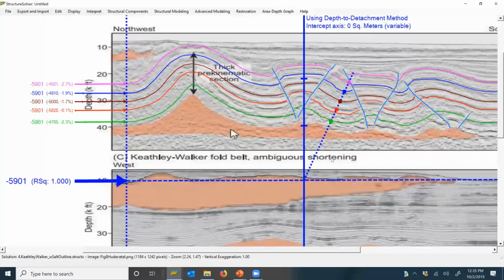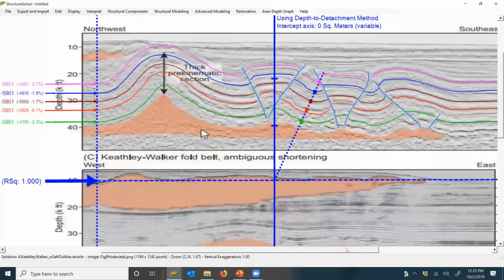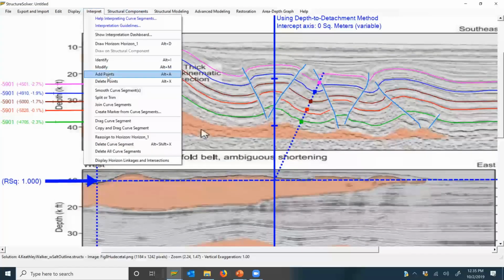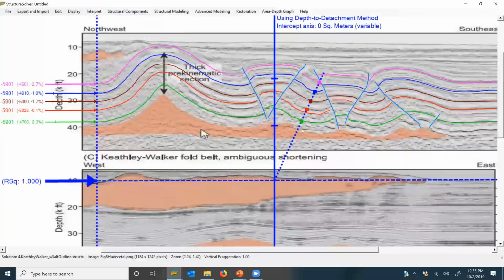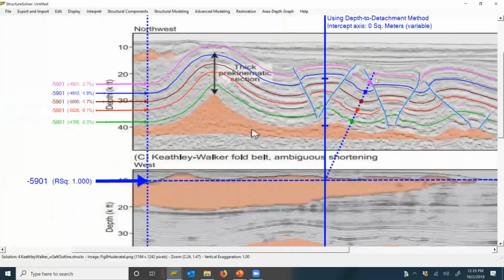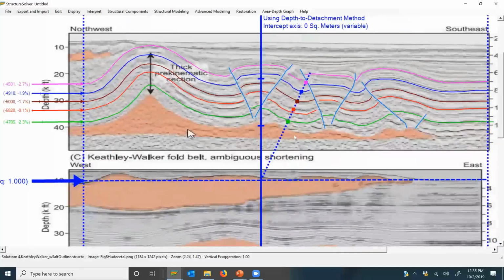So this can actually be used as a sort of dynamic tool for adjusting interpretations to improve the consistency in terms of area balance of the entire section. But as I was getting at earlier, before I derailed myself, the computed detachment depth is actually well below the rest of the structure. It's well below where we would reasonably expect it to be.